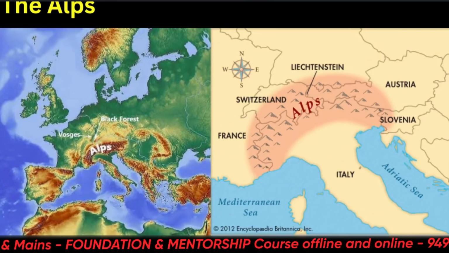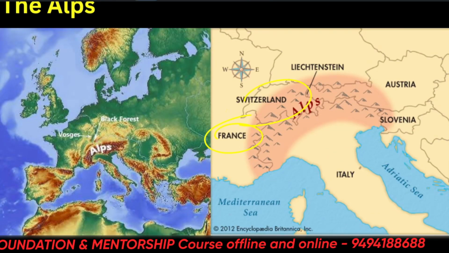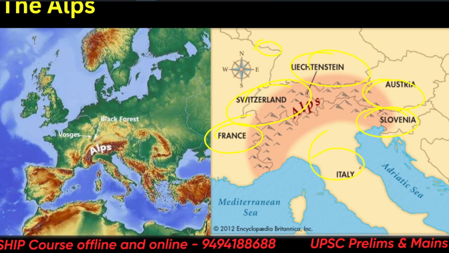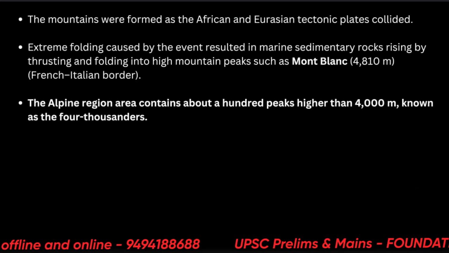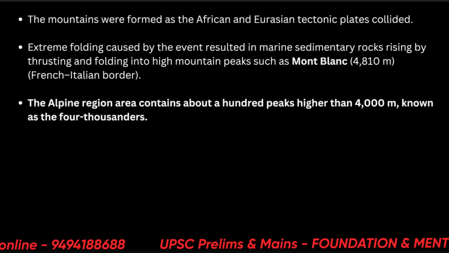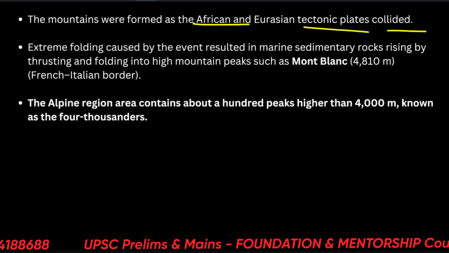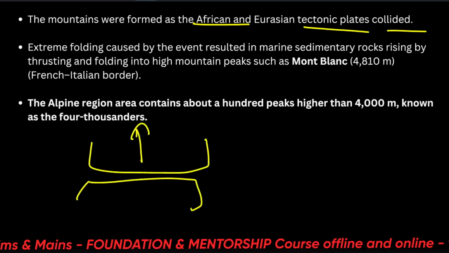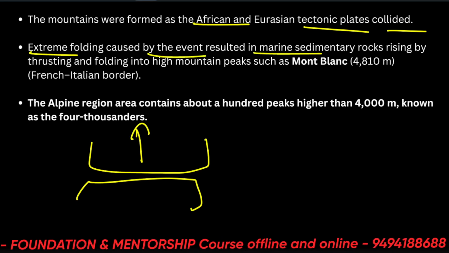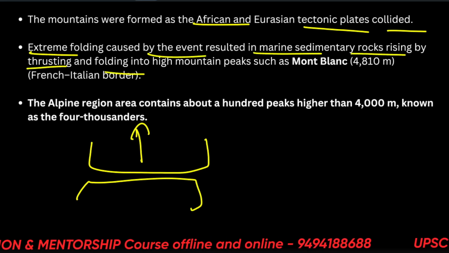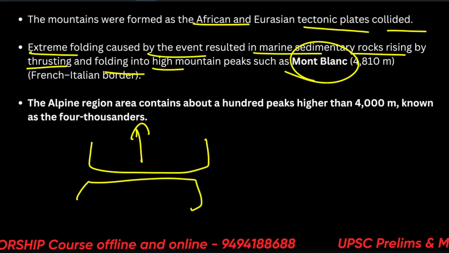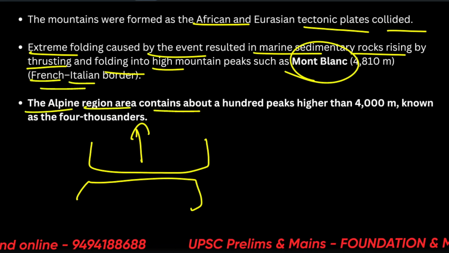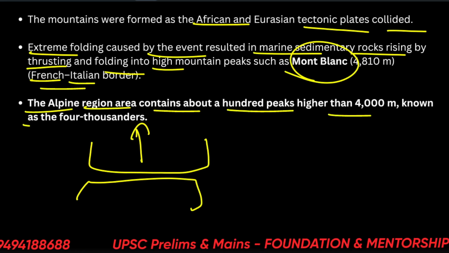Now when we come to the Alps, we see that they are located between France, Switzerland, Austria, Slovenia, Italy, Liechtenstein, Germany. Alright. So they are formed as the African and Eurasian tectonic plates collided. So African plate here and Eurasian plate here. So they collided, and extreme folding caused by the event resulted in marine sedimentary rocks rising by thrusting and folding into high mountain peaks such as Mont Blanc. Alright, that is on the French-Italian border. The Alpine region contains about 100 peaks higher than 4,000 meters, known as the 4,000ers.